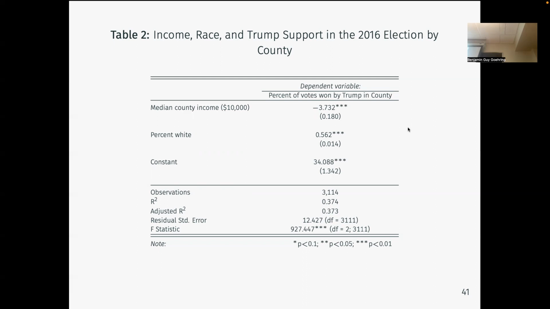Another way of doing this is, if you set median county income to a certain level, you hold it constant, you don't let it change, and then you increase the share, the percent of whites in the county by 1 percentage point, that leads to a 0.5 percentage point increase in percent of votes won by Trump.